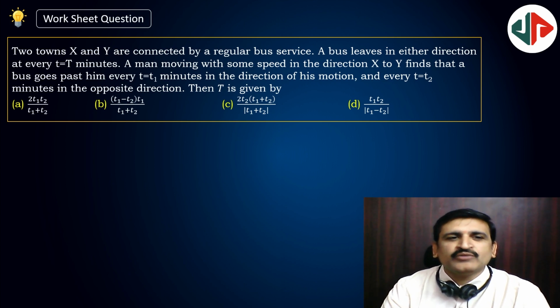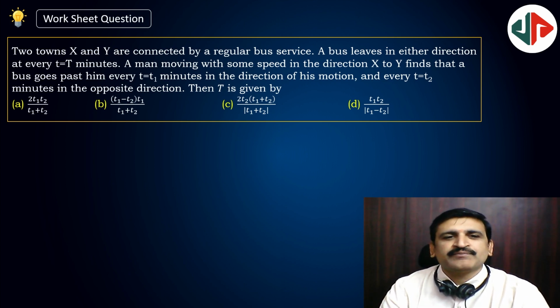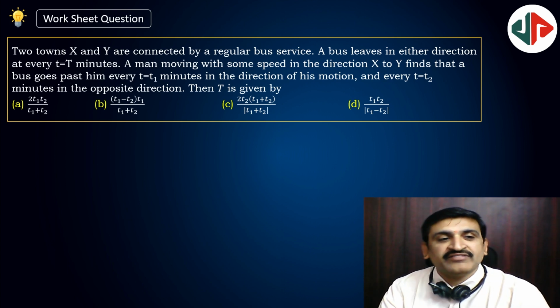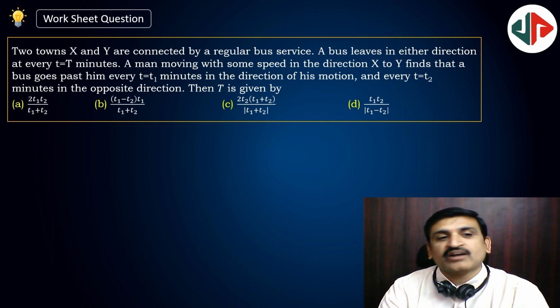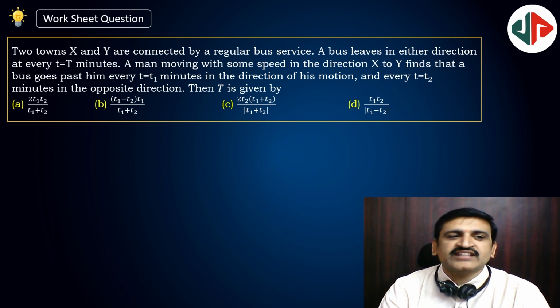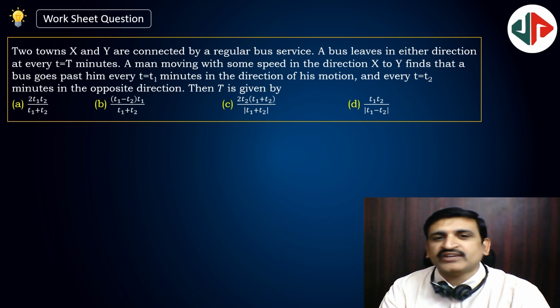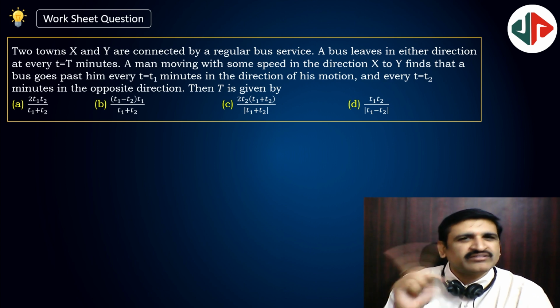A man moving with speed v in the direction X to Y finds that a bus goes past him every t1 minutes in the direction of the motion and every t2 minutes in the direction opposite. Then T is given by. So he is asking the relation between capital T, t1, t2. What is T, what is t1, what is t2?